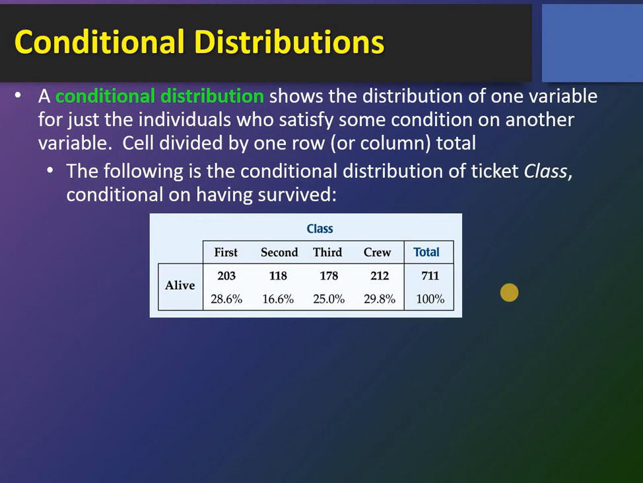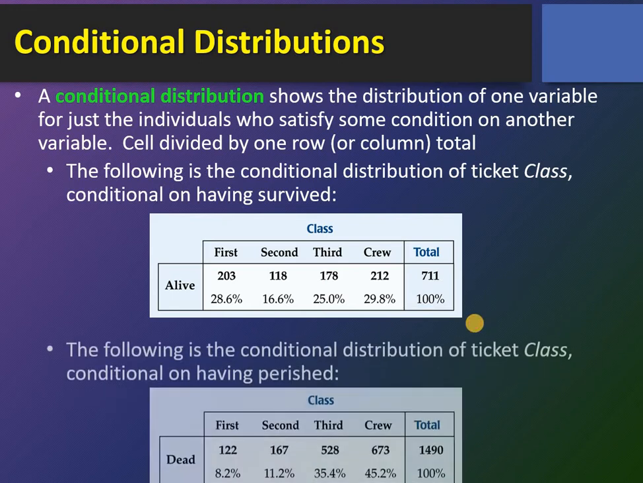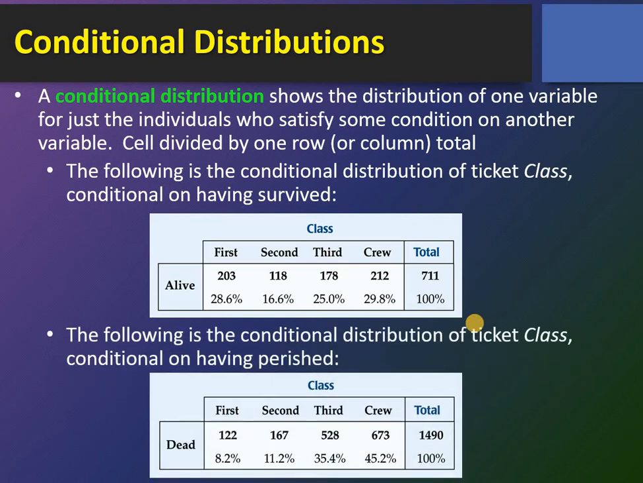What percentage of the alive people were first class, second, third, and crew? And I want you to listen to what I just said. I said, what percentage of the alive? If you ever see the words "of the," that's a conditional distribution. And whatever follows that is the group that you're just looking at. Does that make sense? So then this is the conditional distribution of the dead, or of those that died. I'm just looking at that group, and then how those percents broke down within that group.